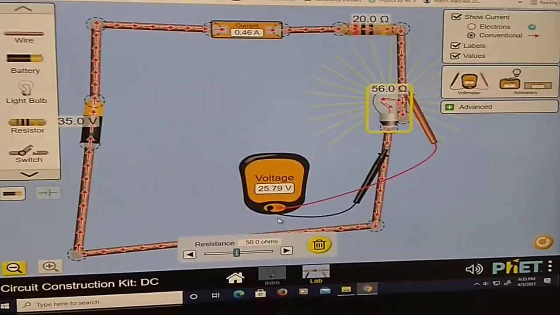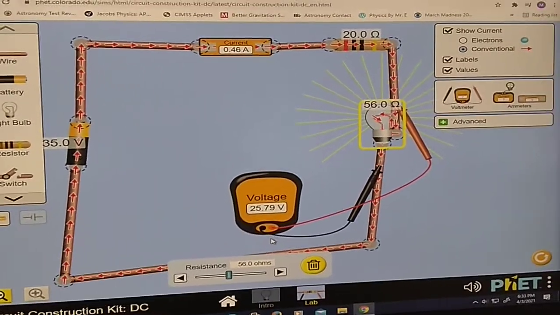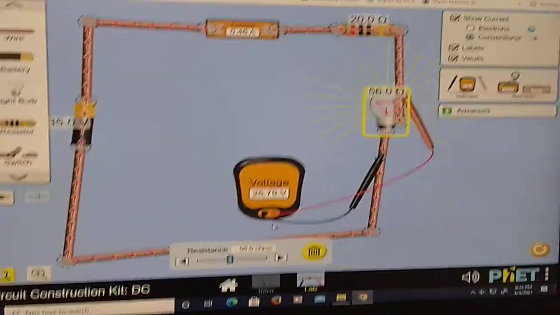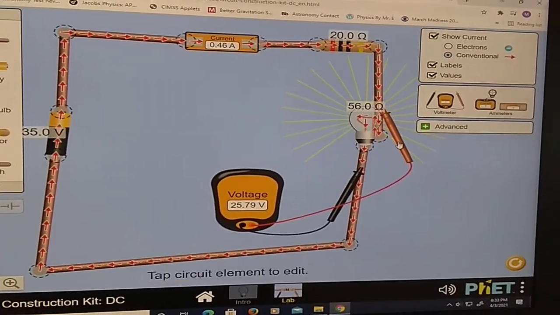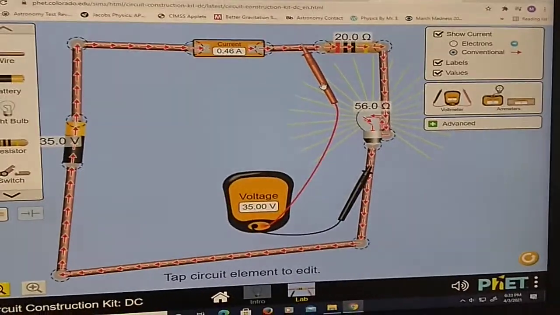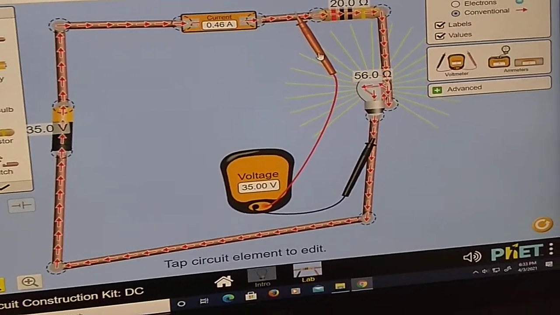So, again, what I want you to really focus on here, the key takeaway, is that the voltage gain for the battery is equal to the sum of all the voltage drops in the circuit itself. Okay? And that anything that you put into a circuit has a voltage drop associated with it.